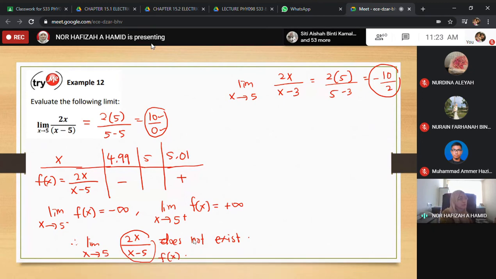Ada soalan tak for infinite limit? Boleh semua? Boleh. Boleh. Okay.